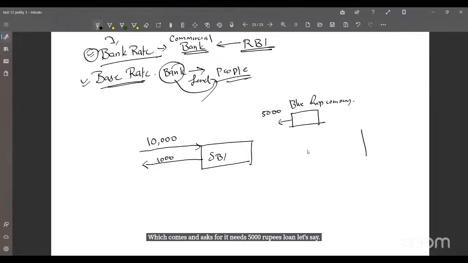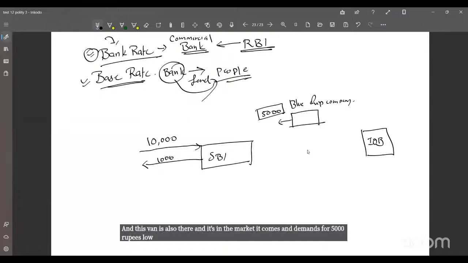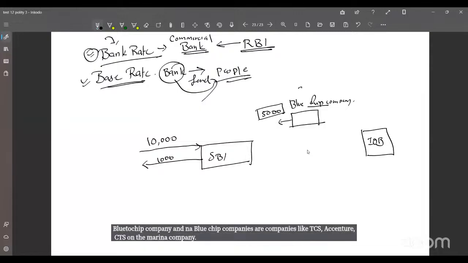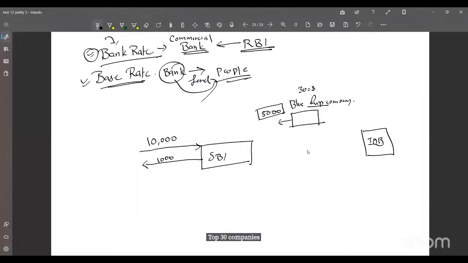And there is another bank, let's say IOB. And this bank is also there in the market, and it comes and demands a 5,000 rupees loan. Will there be a competition or not? The ரெண்டு IOB-க்கும் SBI-க்கும் blue chip company என்ன? Blue chip companies are companies like TCS, Accenture, CTS அந்த மாதிரியான company. Top 30 companies in BSE, Bombay Stock Exchange, is what we call blue chip companies.